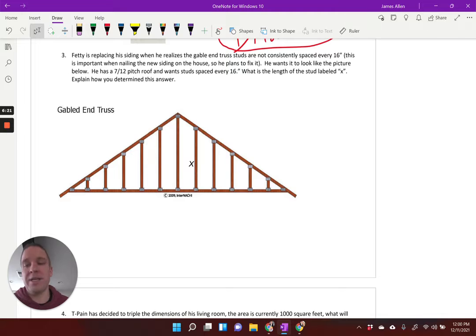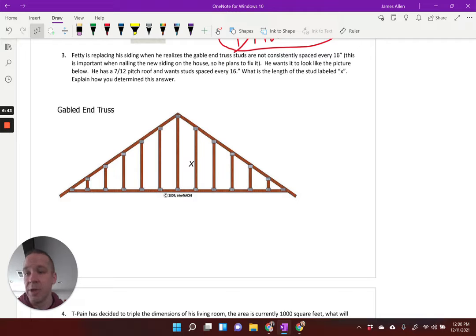All right. Fetty is replacing his siding when he realizes the gable end truss studs are not consistently spaced every 16 inches. This actually happened to me when I was replacing the siding on my house with the gable end. I was ripping things off. I'm like, these things aren't even spaced right. All right. So I had to redo them. Okay. So this is a big deal when you're nailing the new siding on, right?